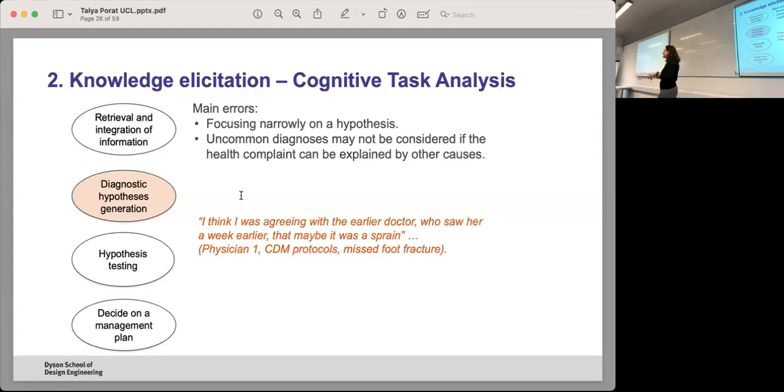So the main sentence of a GP is common things are common. They always say it, right? Because it's right? Common things are common. You can't always think, oh, they're going to die in 2 days. But it's this balance that's very, very hard to get.